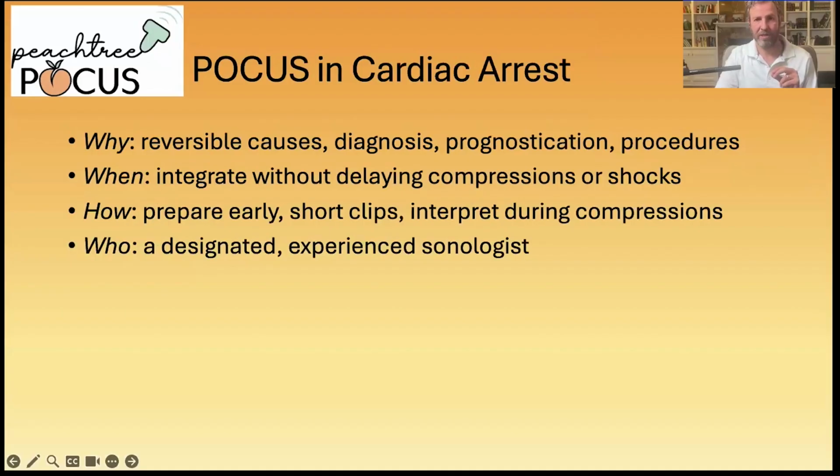So let's bring this all together, and then we'll get to the questions. So we've covered the why: identifying reversible causes, helping with diagnosis, prognostication, and guiding procedures. We talked about the when: weaving ultrasound into the arrest cycle without interfering with compressions or shocks. We've gone through the how: using disciplined strategies to keep pauses short and focused. And we finished with the who: making sure there's a dedicated, experienced sonologist at the bedside when available.